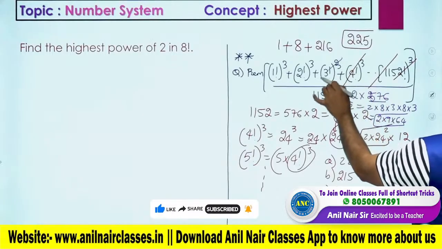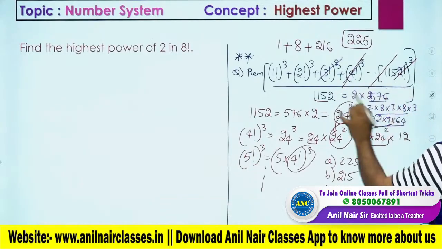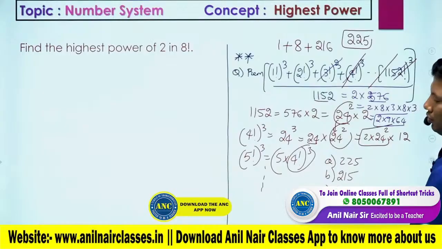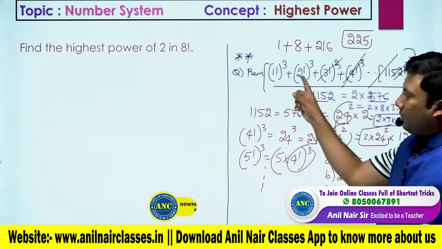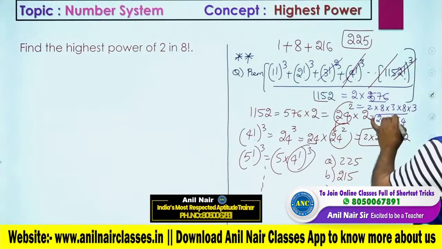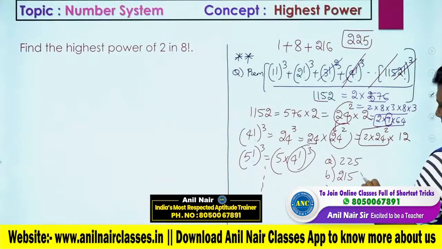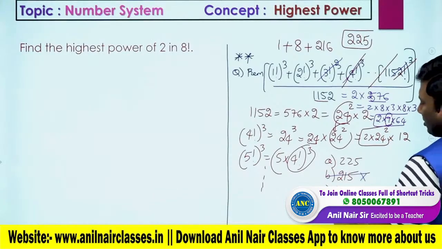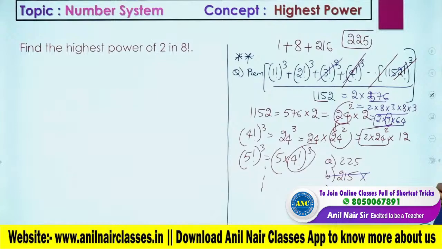3 factorial onwards, digital sum is 9. 2 factorial, it is 2. 2 cube, 8. 8 plus 1, 9. Perfectly divisible by 9. Answer digital sum should be 9. Are you all with me?